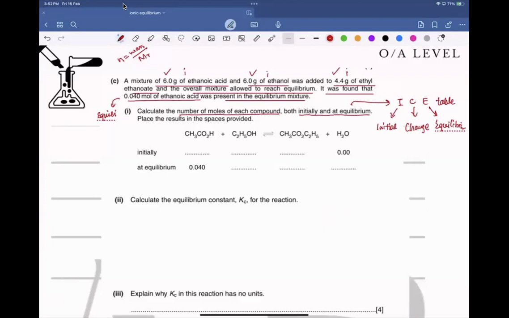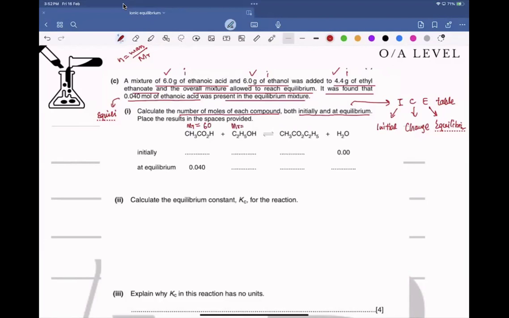Yes, is this clear? Yes, sir. Okay, so to find the moles of ethanoic acid, let's find its Mr. There are two carbons, which makes it 24. Four hydrogens, so 24 plus 4 is 28. And two oxygens, 32. So 28 and 32 is 60. That is its Mr.